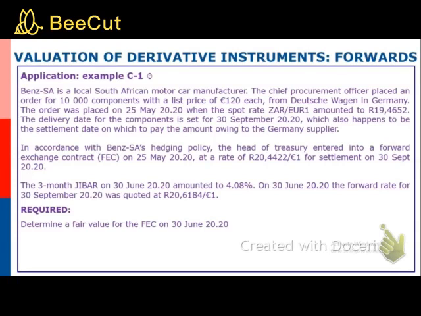So let's just, there is the rate that we've locked in, and that is going to be one of the key inputs into the valuation always. Now, let's read the last paragraph or sentence and see what that tells us. The 3-month JIBAR on valuation date. Now, what could valuation date be?